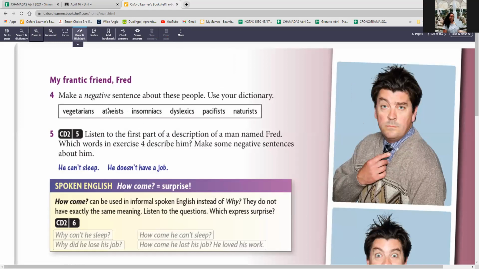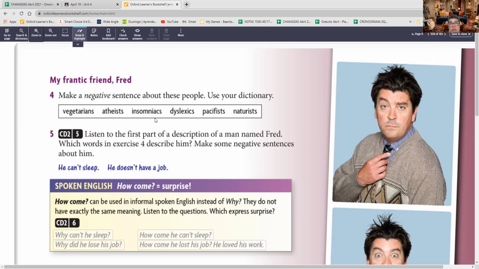Let's see if we need help there. The atheist is a person who doesn't believe in God, okay? Insomniacs. Who are insomniacs? Do you know? I don't know, teacher. Do you know, Sabrina? No? I don't know. Marcus said, maybe.